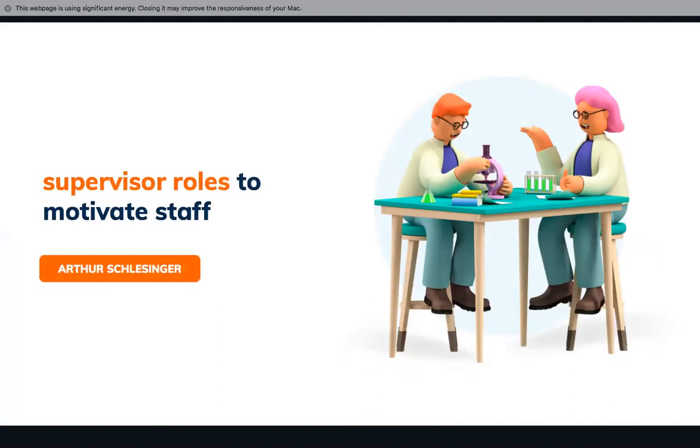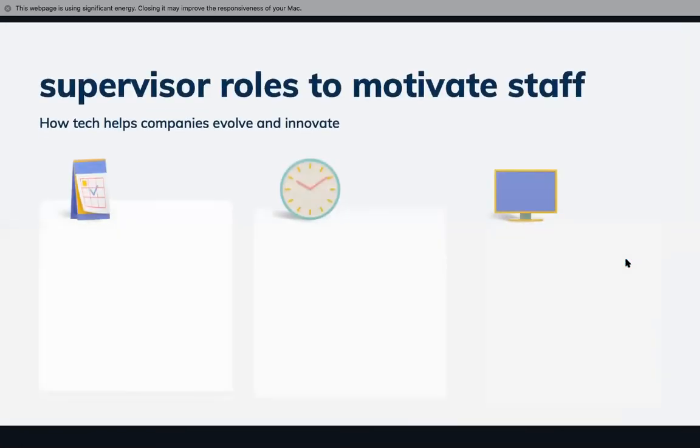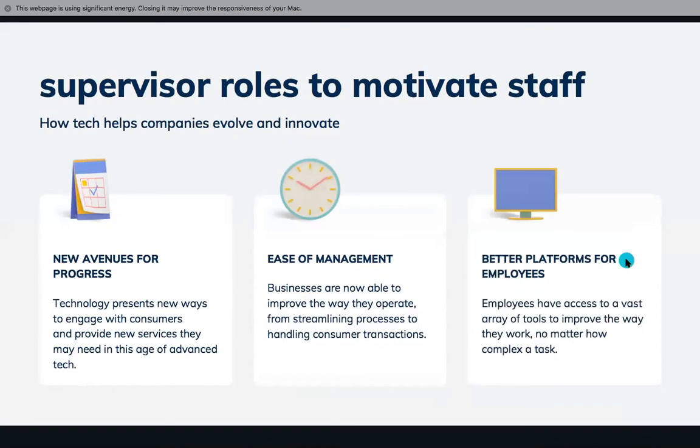Okay, next I will explain about supervisors' roles to motivate staff. Okay, this is supervisor roles to motivate staff. So I will go through how the supervisor motivates their staff.